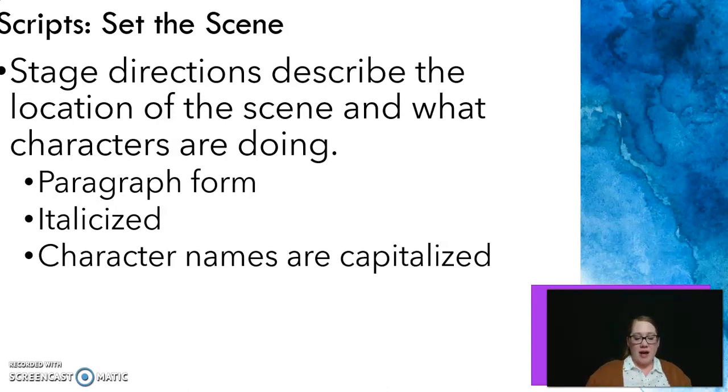Under the act number and scene number is stage direction. Stage directions describe the location of the scene and what characters are doing. It's in paragraph form, italicized, and character names are in all caps. This is a stage description of a location. This description should be the context of the scenery on stage. This is often a combination of information provided by the playwright and a description of the scenery from the first time the play was produced on stage. The description should include where the characters are and what they are doing.